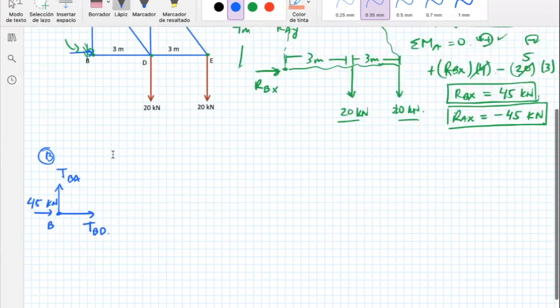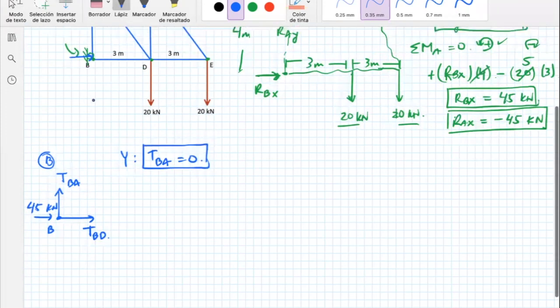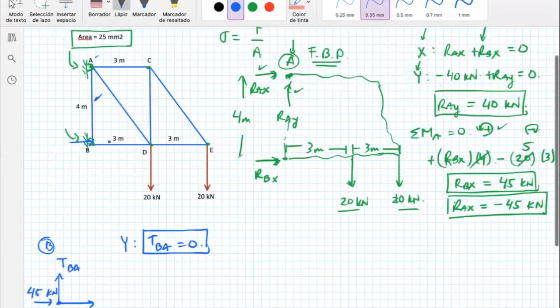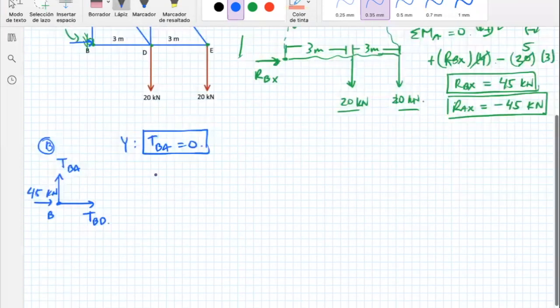Okay, so right away let's do the Y part. The Y part will give me some answers right away. The only member going up or down is TBA, so TBA equals 0. This is good information. This means that this member has no load. It has no tension or compression. It's not resisting any force. It's not doing anything.